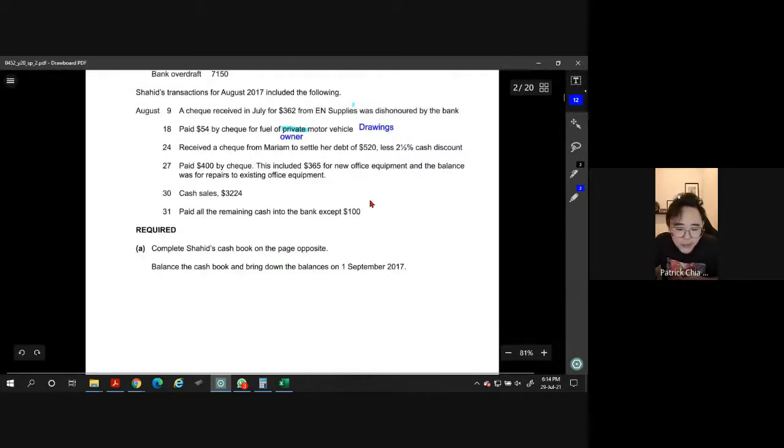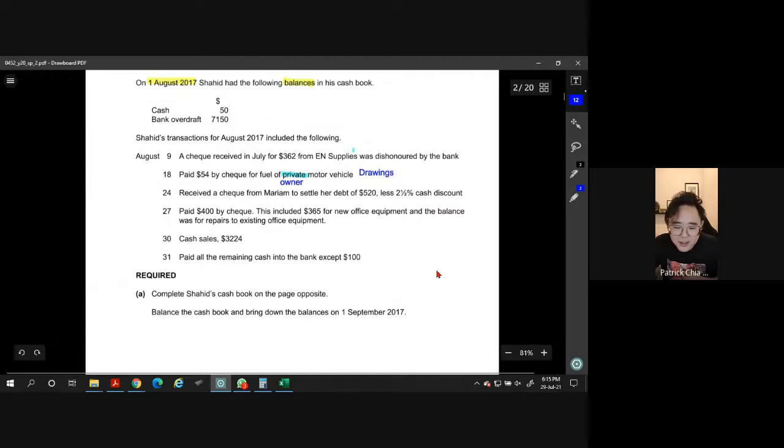24. Receive a check from Mariam. Mariam again. To settle her debt of 520, comma, less 2.5 cash discount. When you read this sentence, will you feel very confused? No, right? Because it's quite obvious, it's just telling you to settle the debt. Her total amount owed is 520, less 2.5 cash discount. So you know you will have to minus the discount.